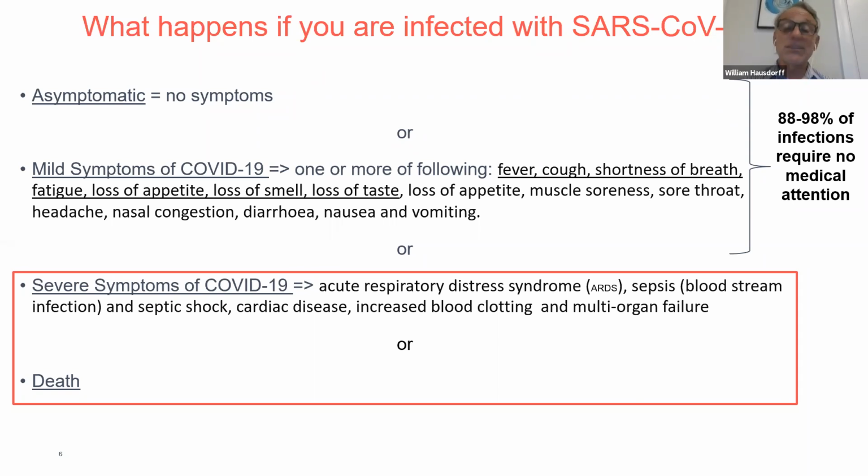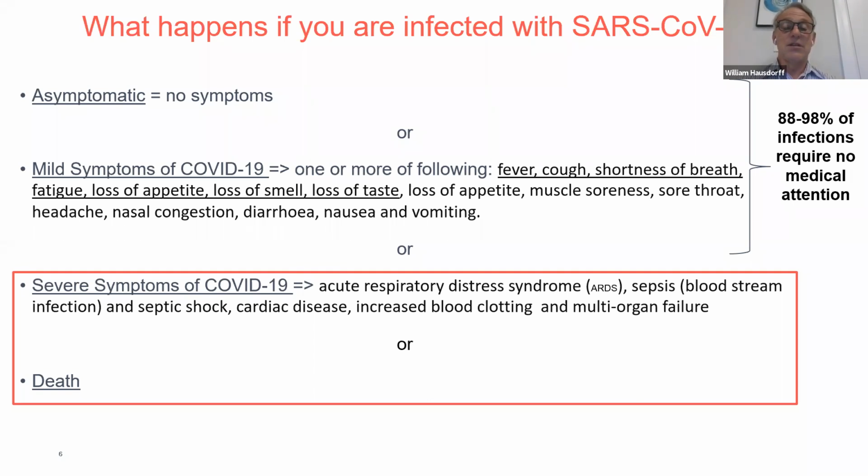And this is the acute respiratory distress syndrome, sepsis, which is infection of the bloodstream, which shouldn't be infected because it's sterile, septic shock. You can see horrible things. The blood clotting, that's an important thing when you think about what you're trying to prevent. We'll talk about that later. And multi-organ failure, and then death.